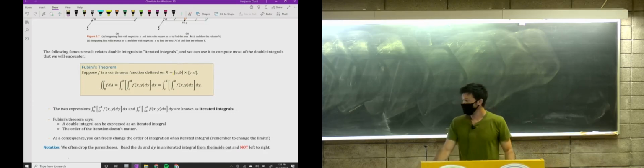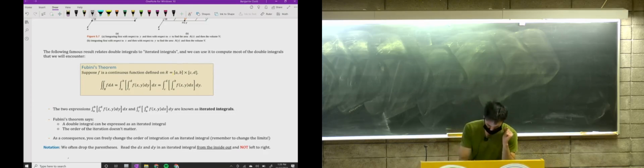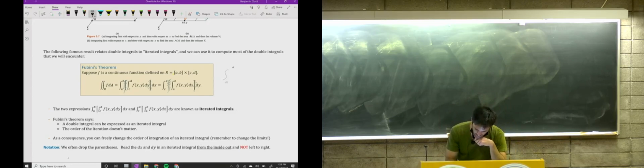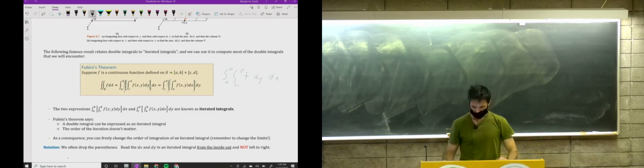Also, there's a new notation which we commonly use. We often drop the parentheses in an iterated integral. So we're often not going to write them, and it will be up to you to insert them in your mind. What that means is when you see some iterated integral, a, b, c to d, f, let's say dy dx, the dy dx should be read from the inside out and not from left to right.